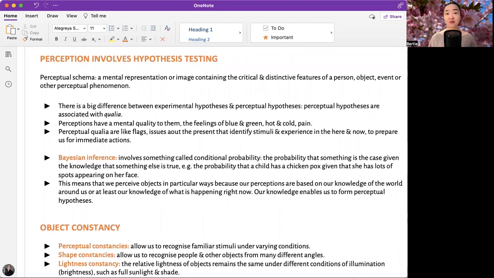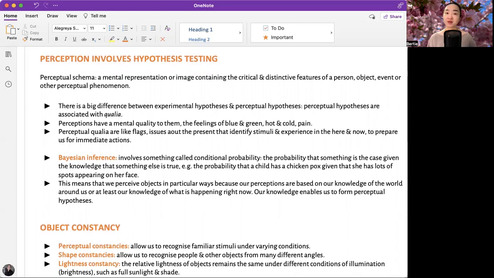Perception involves hypothesis testing. Perceptual schema. A mental representation or image containing the critical and distinctive features of a person, object, event, or other perceptual phenomenon.